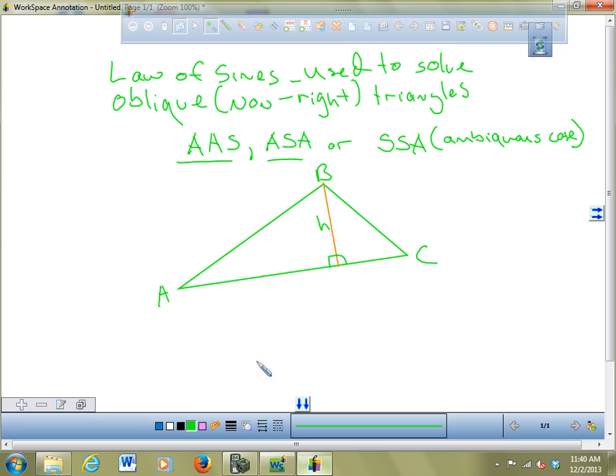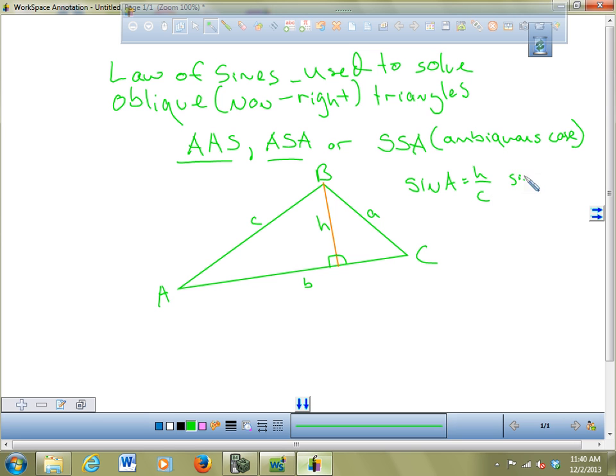I just want to show you; you don't have to know this. It's kind of nice to know where it comes out of. The side opposite big C is little c, the side opposite big A is little a, and the side opposite big B is little b. Using these right triangles, you can write the sine of A. What would the sine of A be equal to? H over C. Very good. Sine of A is equal to H over C.